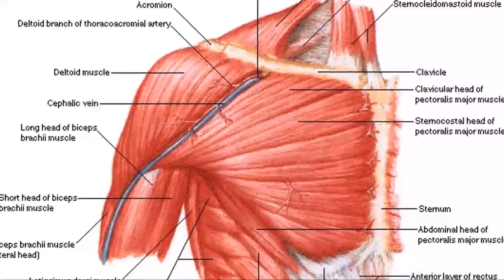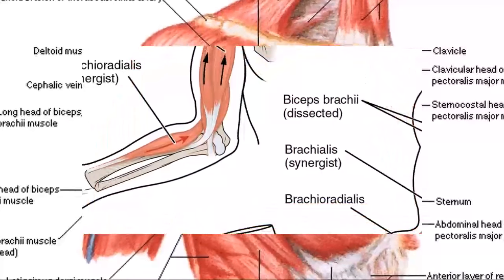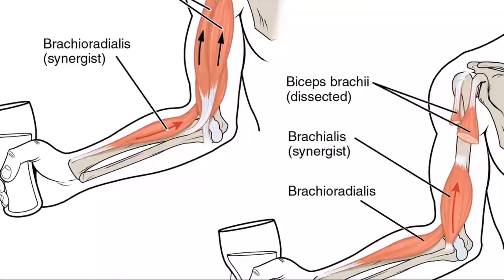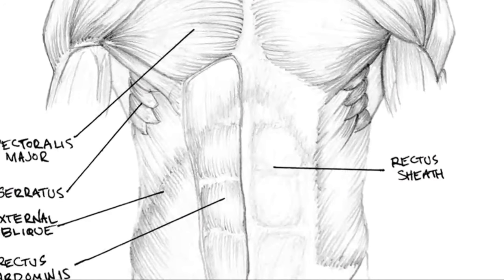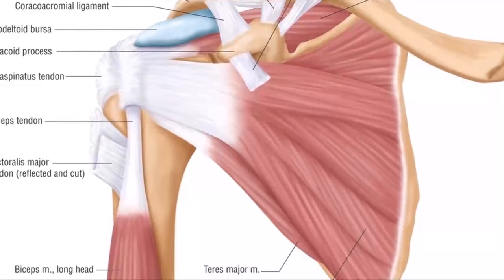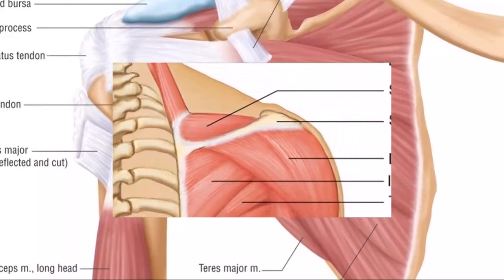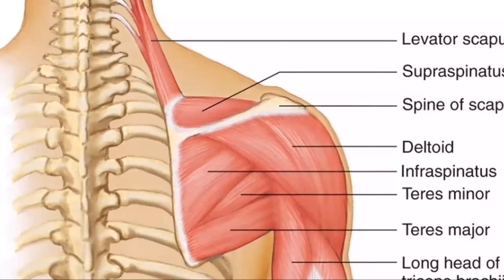Also important to mention that these origin points are covered by the deltoid, so it's really hard, or even impossible, to feel them on your body. But right here at the crook of your arm, you have the insertion point of the biceps, which you can feel especially when the muscle is contracted.